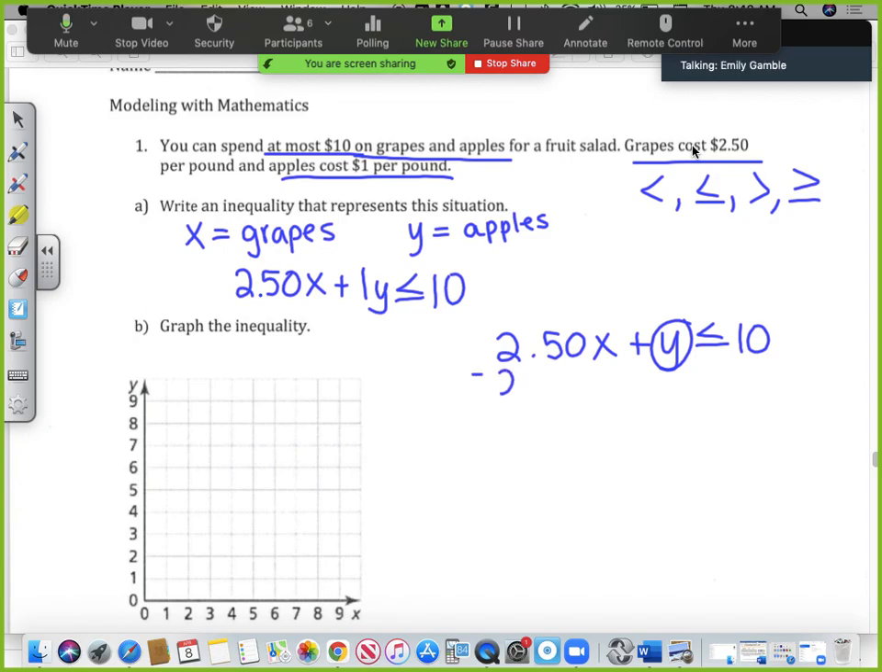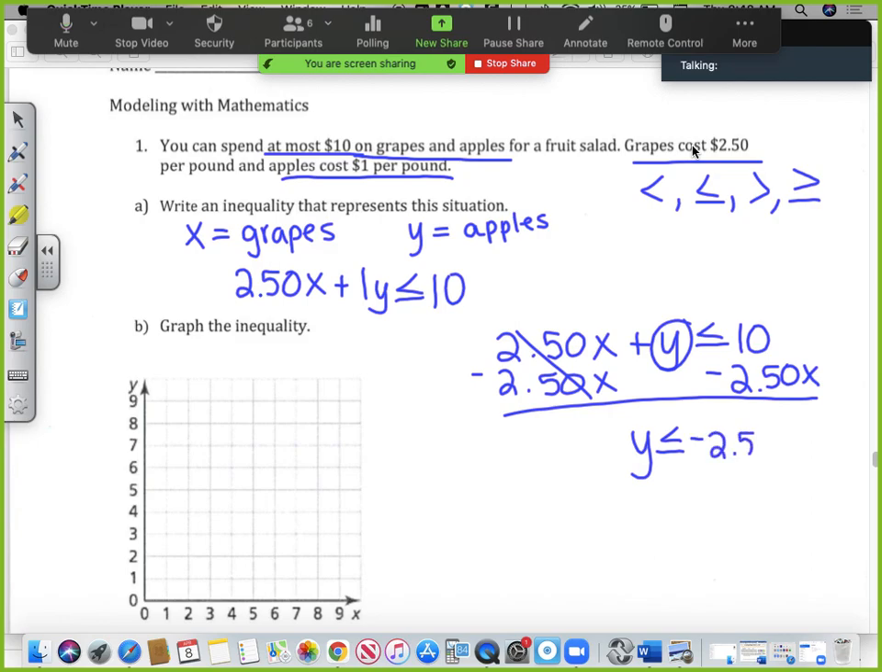All we have to do is subtract 2.50x from both sides. And when I do that, these cancel, and I will have y is less than or equal to, I'm going to write the negative 2.50x first because that's the slope. And then plus 10, the positive 10. So this is the inequality that we're going to graph on that graph right there to the left. So to graph that, we need to start at our y-intercept, which is this number right here. So we're going to start on the y-axis at 10.